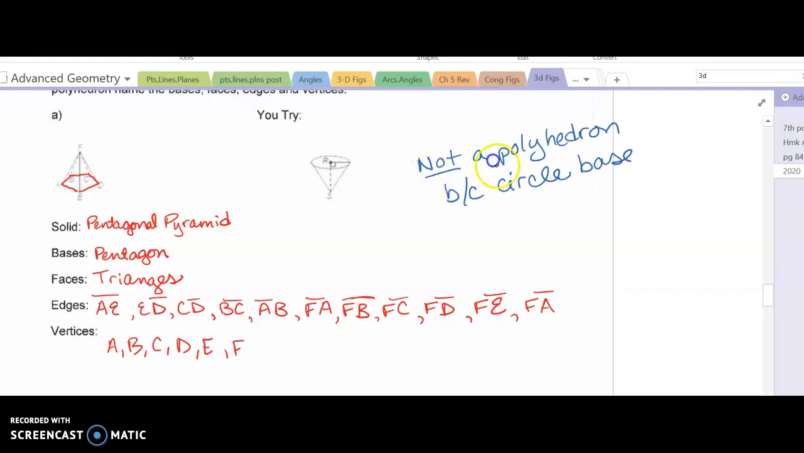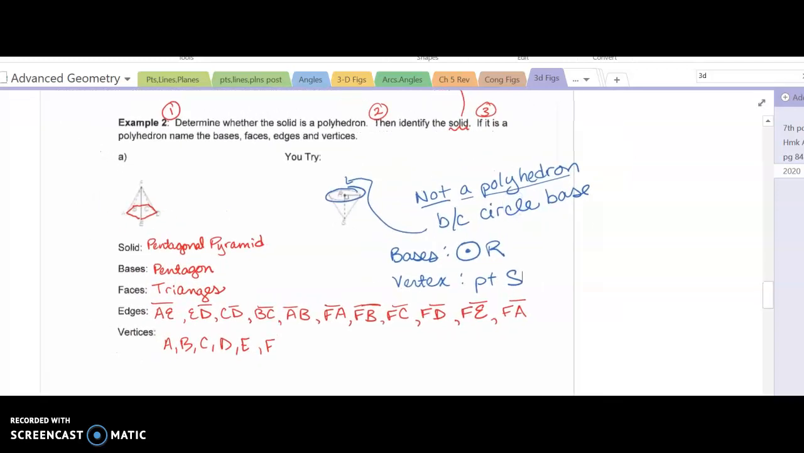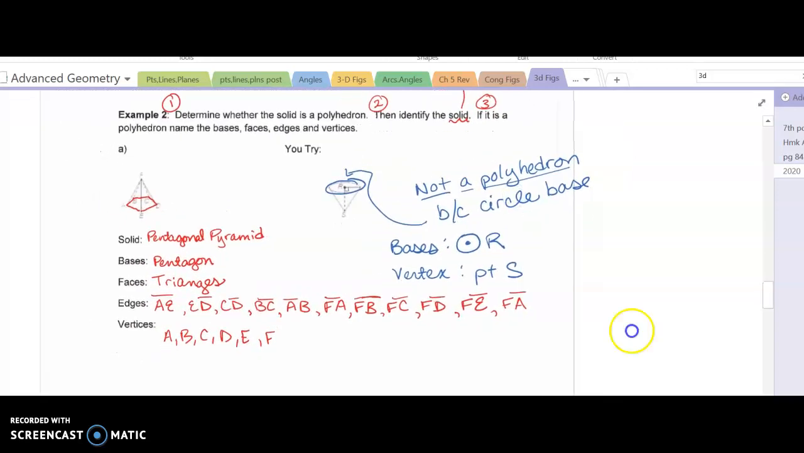Okay, so this is not a polyhedron, and we know that because of this circle base here. Even though it's the top in this scenario, we still call it the base. So the base, just for practice, would be circle R. You could do the circle symbol with the dot in the middle, R, and then the vertex, it doesn't have faces or edges, but the vertex would be point S. So you didn't really have to do those bases and vertexes. I think it said just if it's a polyhedron, but just so that you kind of get the idea of what you're looking at here.